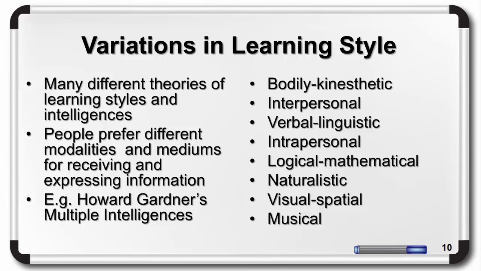Another way to say this is that people prefer different modalities and mediums for receiving and expressing knowledge, skills, and values. There are several theories related to learning styles. One example is Howard Gardner's theory of multiple intelligences. His theory suggests that there are 8 ways people prefer to express their intelligence.